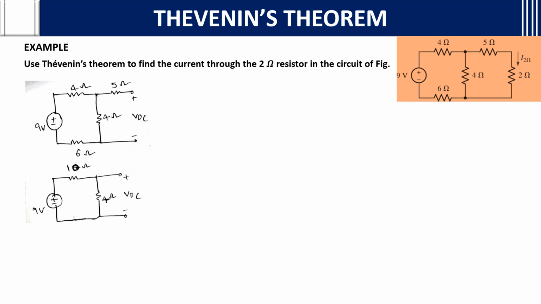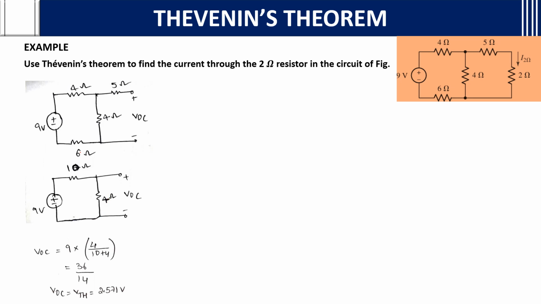As you can see, 6 and 4 are in series. So add up, you will get 10 ohms. Then as there is no current passing through this, as it is open circuited, we can remove that 5 ohm resistor also. Then by applying the voltage divider rule, V open circuit, or the Thevenin's voltage, equals the total voltage 9 volts times 4, since we want the voltage across the 4 ohms, over the total resistance 10 plus 4. You will get VOC, or Thevenin's voltage, as 2.571 volts.